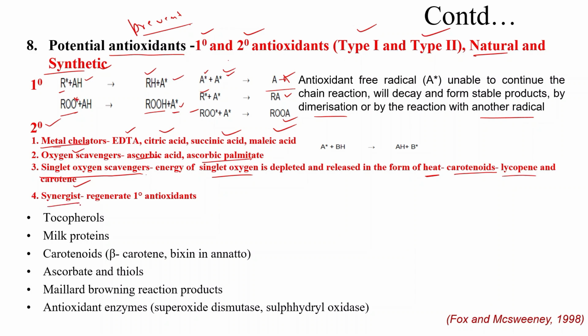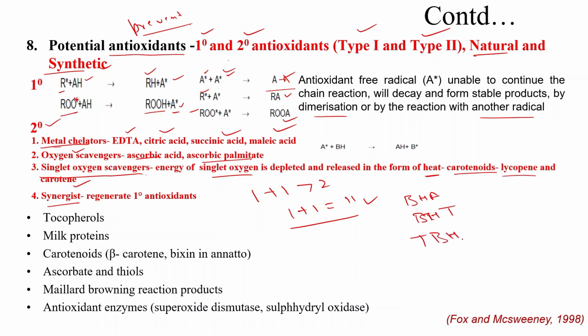Then there are synergists also. Synergistic means if two or more than two antioxidants are used synergistically. Synergistically means 1 plus 1 is greater than 2, or 1 plus 1 we can say is 11. That means if two antioxidants are used, then the effect will be higher as compared to the individual antioxidants. Say if we have BHA, butylated hydroxyanisole, BHT, butylated hydroxytoluene, TBHQ.